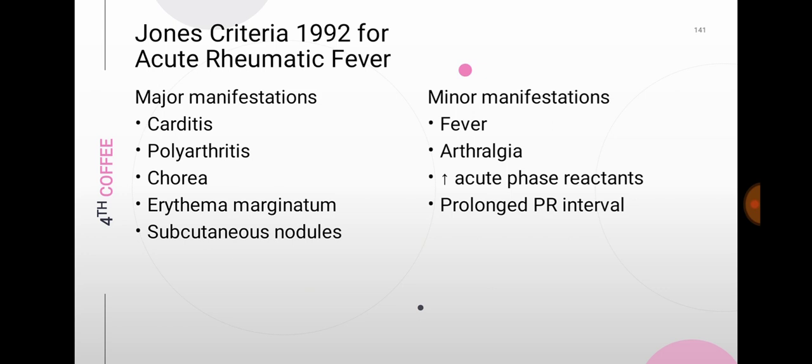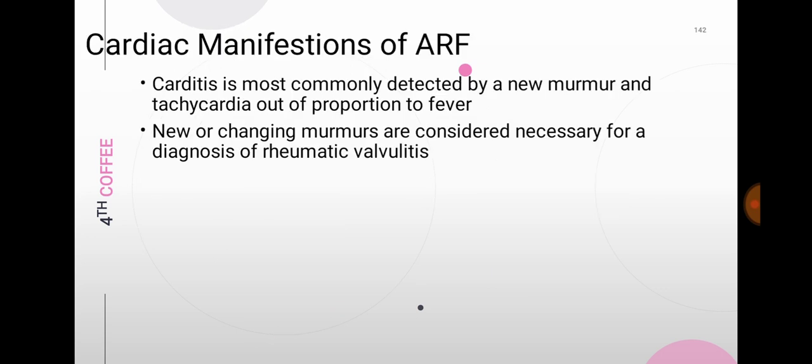For your major criteria, to remember them easily, think of JONES. J for joints. O is like a heart, or carditis. N is your subcutaneous nodules. E is erythema. S for Sydenham chorea. These are the major manifestations of your Jones criteria. Carditis is mostly detected by a new murmur or tachycardia out of proportion to the fever. So if you have a fever that's just 37.8, but the heart rate is up to 140, think of RF. Or a new murmur, where there's a previous murmur with an onset of a new one, think of RF.